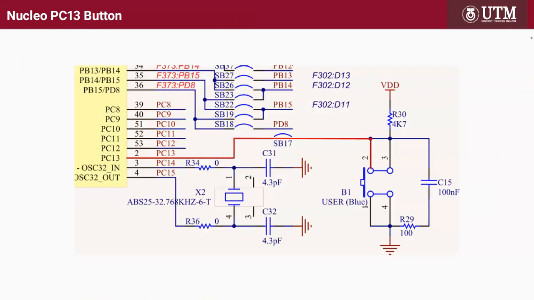And then the switch is connected to PC13, and the switch is here. There are also some resistors on top and the bottom, and a capacitor here for debouncing. And we can see that we have a crystal here for the low speed. The low speed external crystal, we have the 32 kilohertz crystal here.